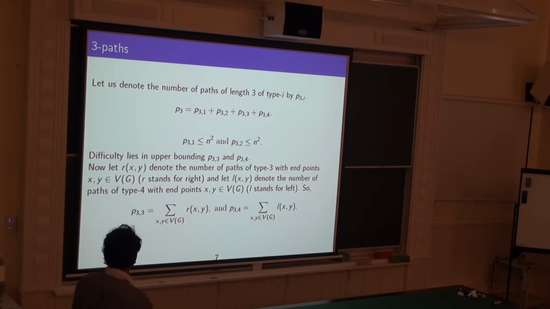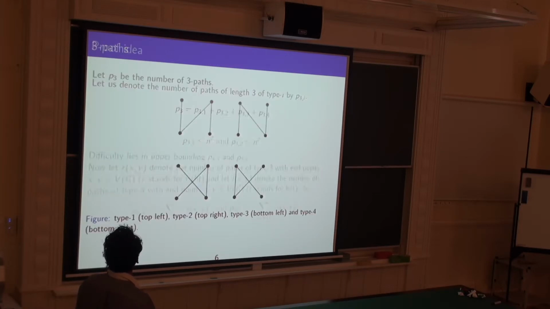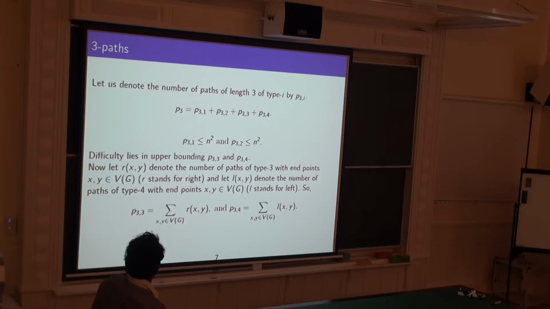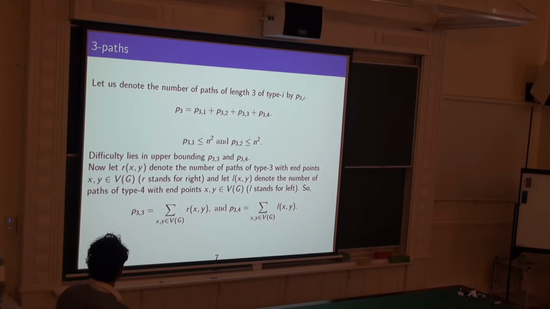So let us introduce some notation. If we fix the endpoints x, y, let R_xy be the number of paths of this type with the endpoints x comma y, and let L_xy be the number of paths of this type with the endpoints x comma y. Then clearly the total number of paths of type 3 is just the sum over all the pairs x, y, and clearly the number of paths of type 4 is just the sum over all the paths of this type with endpoints x, y.